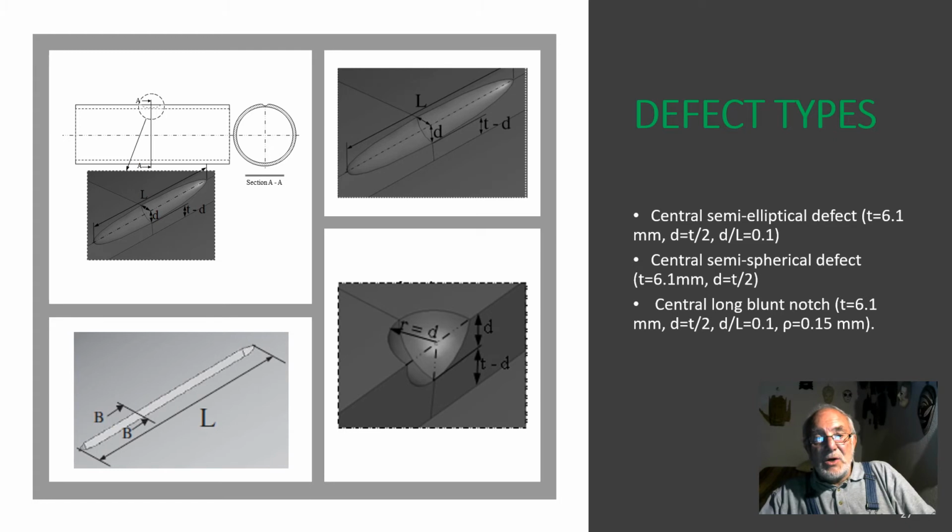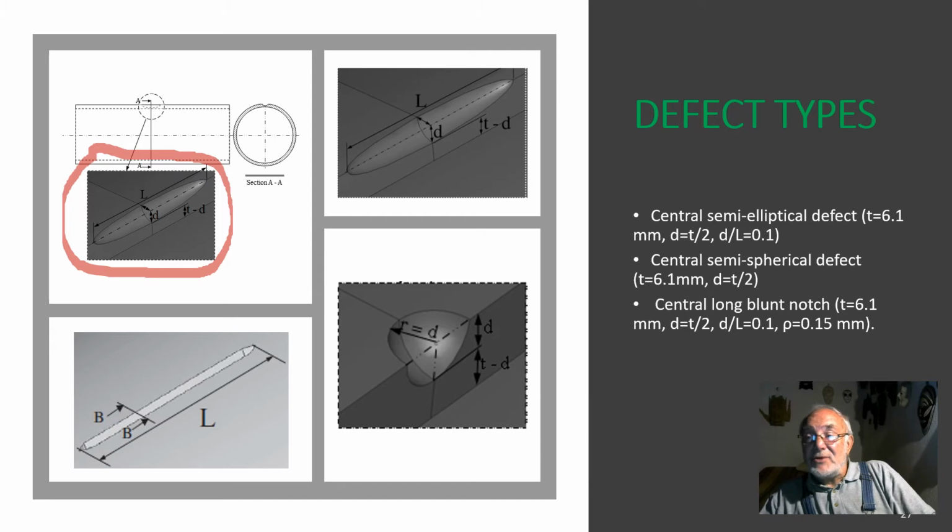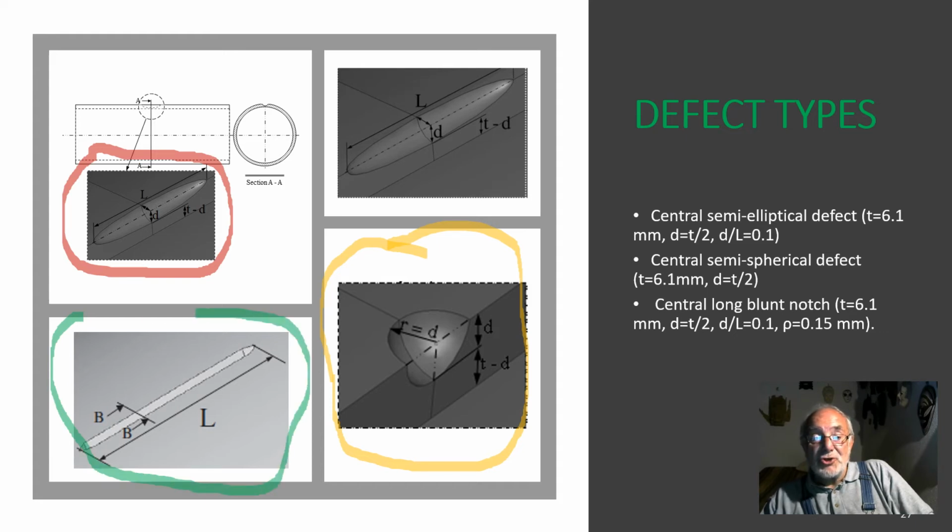In this pipe, we consider three defect types. The first is a central semi-elliptical defect with a depth of half of the pipe thickness. After, we consider a central semi-elliptical defect with also a depth of half of the pipe thickness. And the third is a central long blunt notch. Again, the depth is half of the pipe thickness and the notch acuity is equal to 0.15 mm.